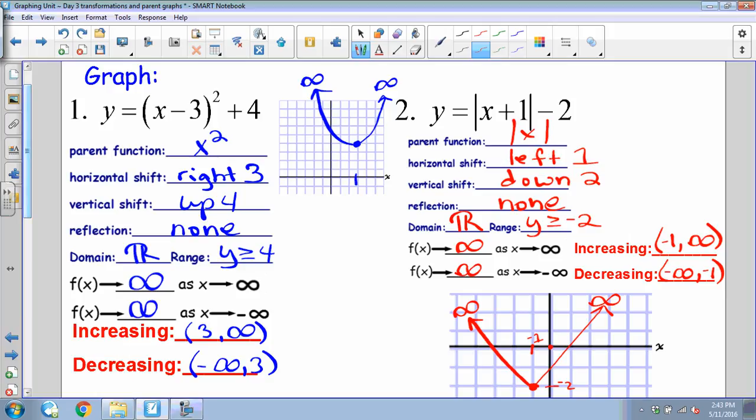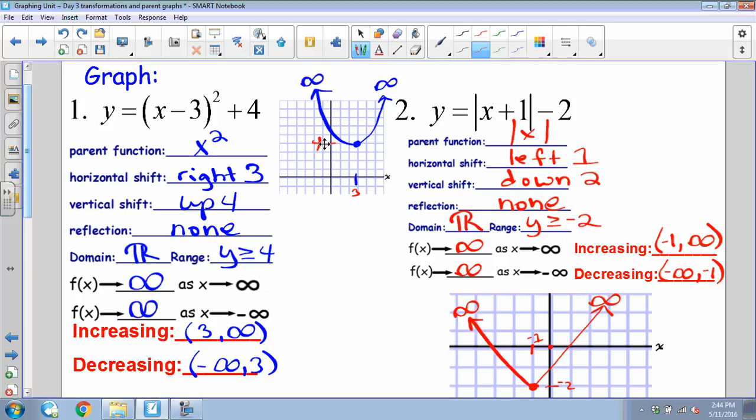Okay, check your answers. So the parent function is x squared. It's shifted to the right 3 and up 4. It's not reflected. The domain is all real numbers. It's your x values. Your range is everything y greater than or equal to 4. The end behavior is infinity at both ends.